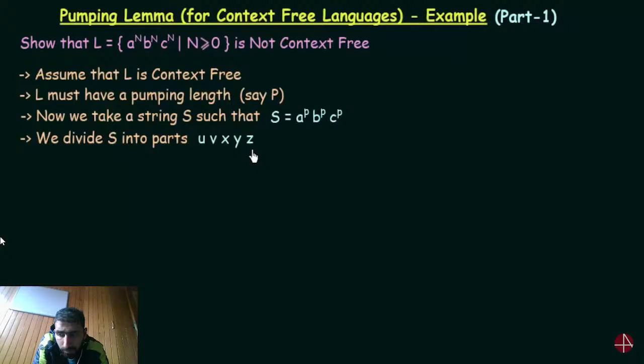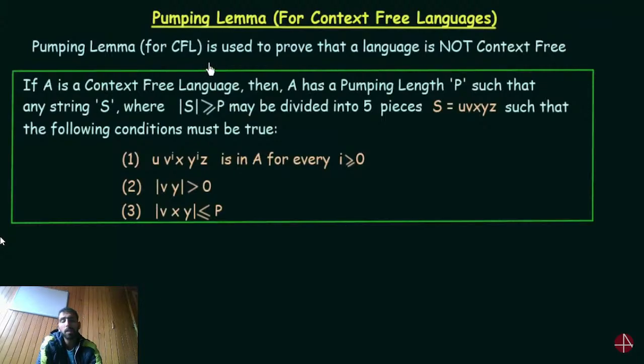So let us just look at the rules of this pumping lemma that we studied in the previous lecture, just to recall those. So this is the rule of pumping lemma that we studied in the previous lecture. And we said that if a language is context-free, then it will have a pumping length. So we already assumed that our language is context-free, so it will have a pumping length P. And then we have to divide our language into 5 pieces: U, V, X, Y, and Z, which we will do. And after dividing that, you have to show that U, V raised to I, X, Y raised to I, Z also belongs to the same language for every I greater than or equal to 0. So this condition must hold if the language is context-free. And also condition 2 and 3 must hold. So we will focus on condition number 1.